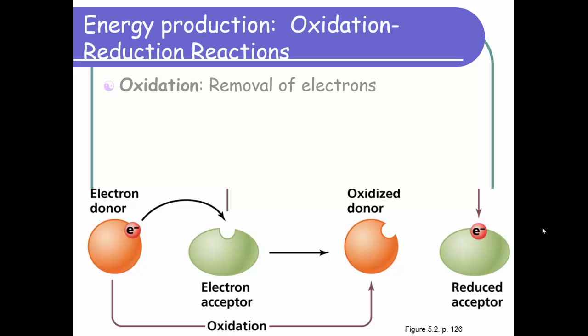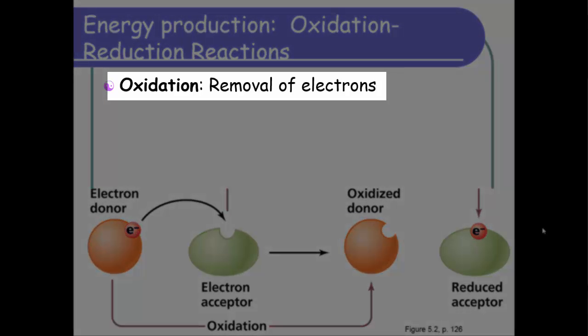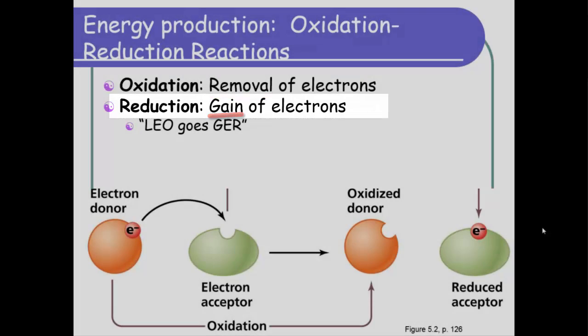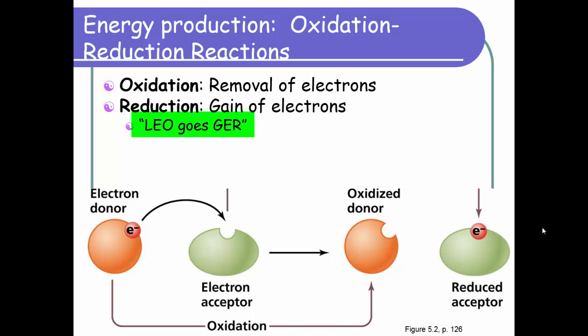Oxidation-reduction reactions. Oxidation refers to the removal of electrons from a substance, while reduction is the gain of electrons. The way to remember this is LEO goes GER. Losing electrons is oxidation, LEO. Gaining electrons is reduction, GER.